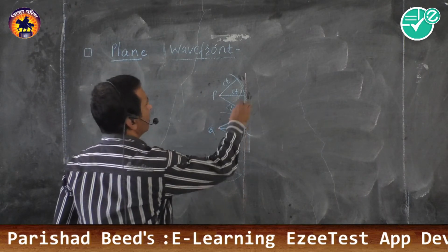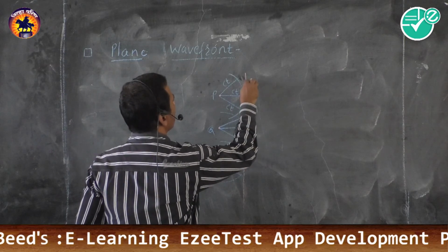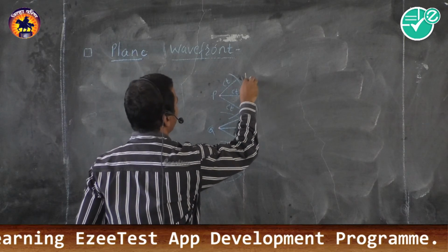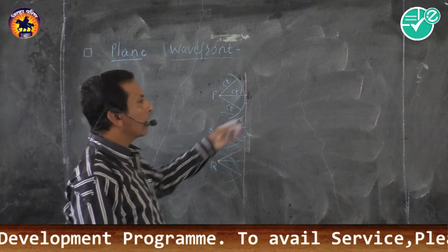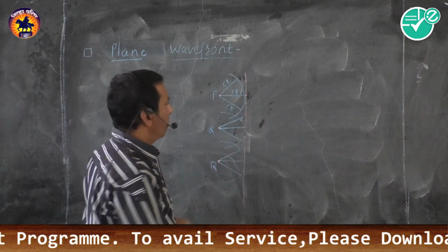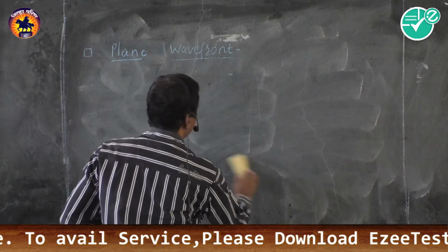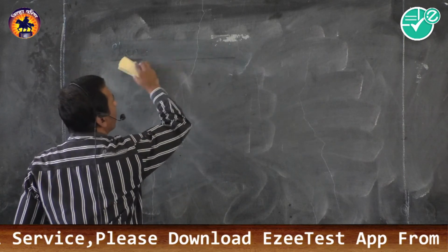Similarly, you can draw secondary sources on the plane wavefront and construct the position of the next wavefront. Okay friends, this is all about the construction of spherical and plane wavefront.